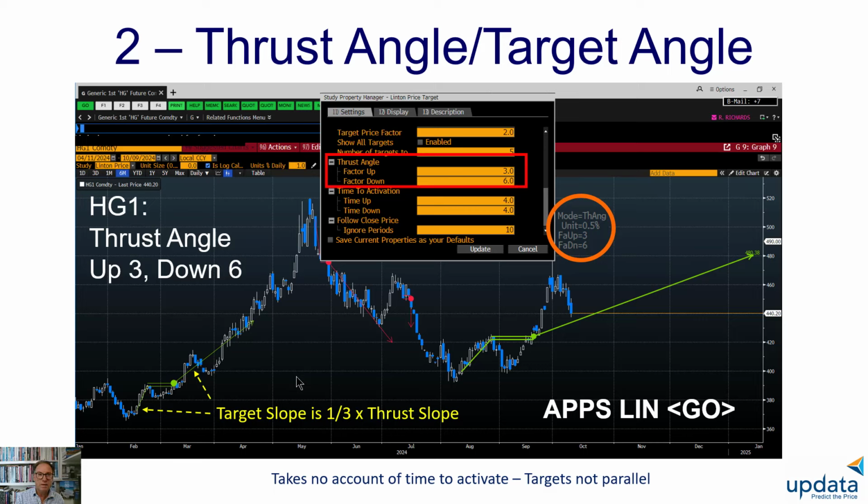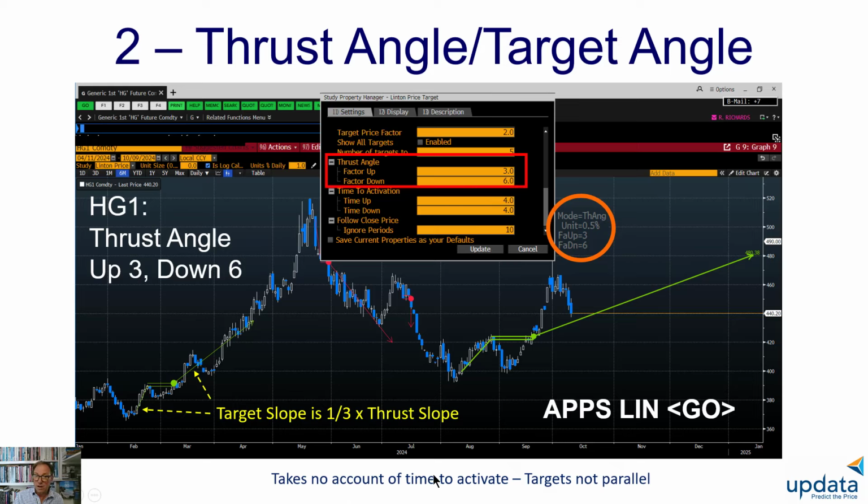The second method is thrust angle. This method assumes that the steeper the thrust of that initial move, the steeper the thrust of the target. It makes an assumption, and you can curve fit, so you can adjust these levels, but here the idea is that that thrust is now steeper because this thrust is steeper. And so these targets will now not be parallel. They'll all point in different ways because of the thrusts being different.